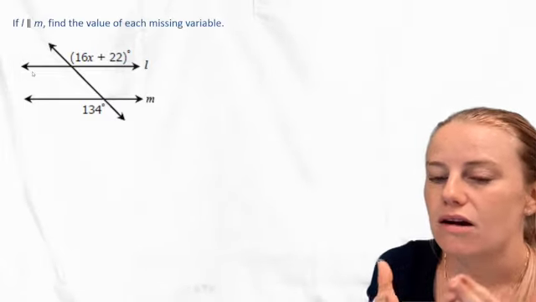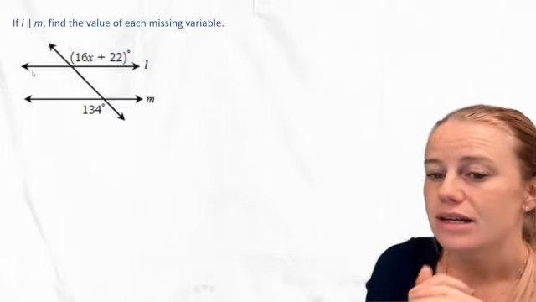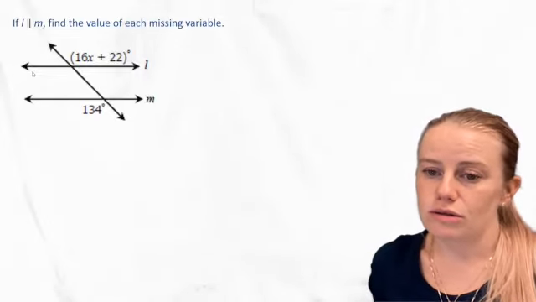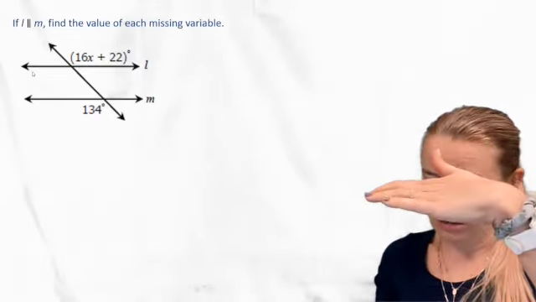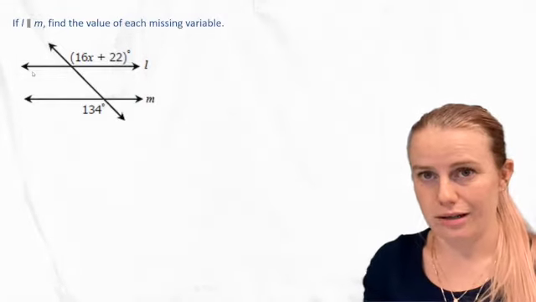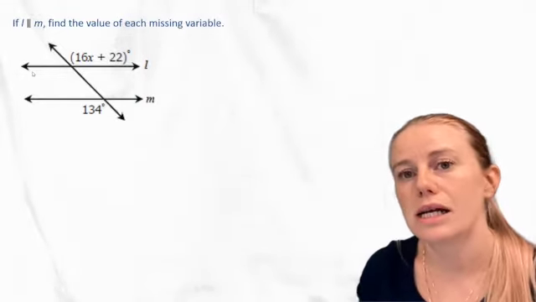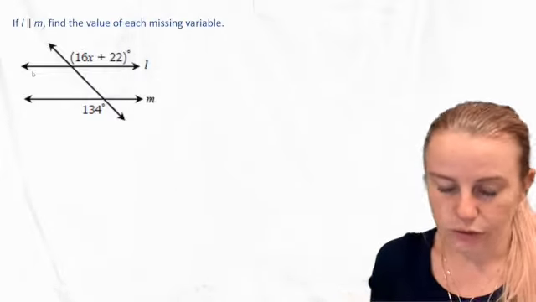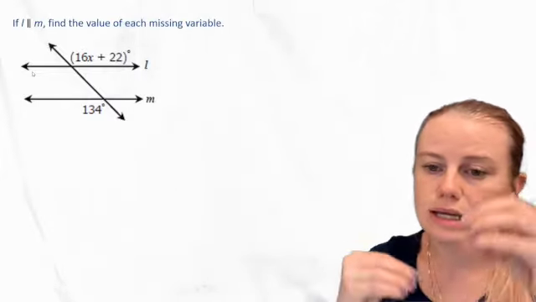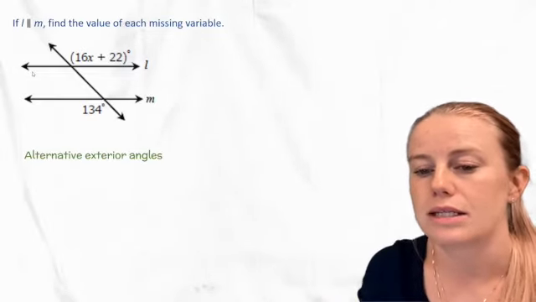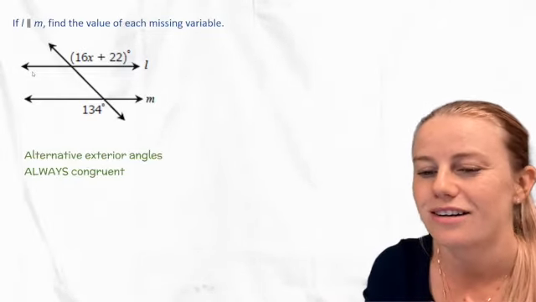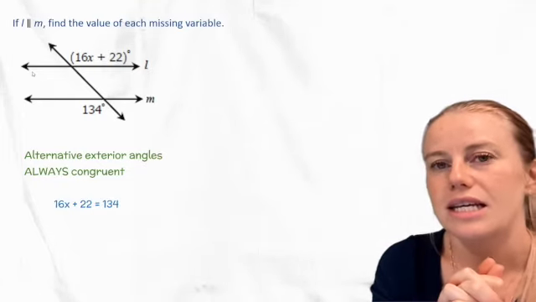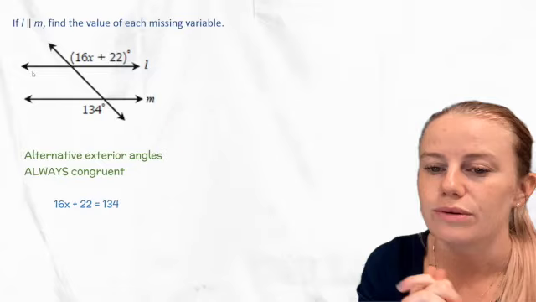So they are on opposite sides of the transversal. And what's the relationship to those two lines? They are on the outside. So they are alternating exterior. Flip back, alternating exterior means that they are congruent. They are equal to each other. So I can set these two equal to each other. Alternate exterior, always congruent. Set them equal to each other: 16x plus 22 equals 134.